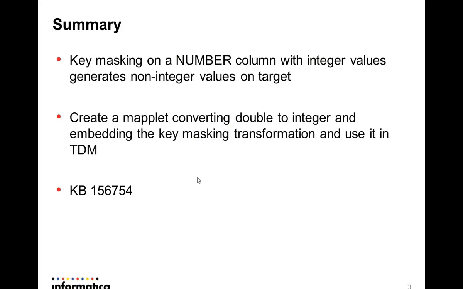So key masking on a number column with integer values generates non-integer values on the target. The solution is to create a mapplet converting double to integer and embedding it in the key masking transformation used in TDM. You can find details in the KBE article 156754.